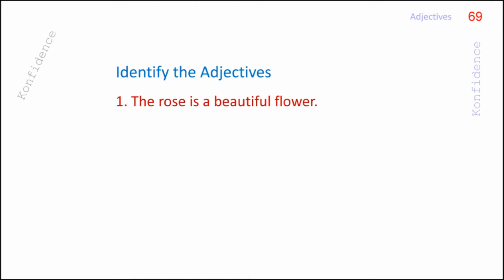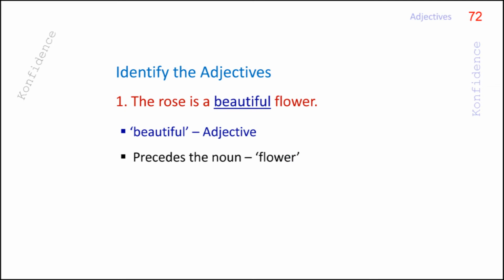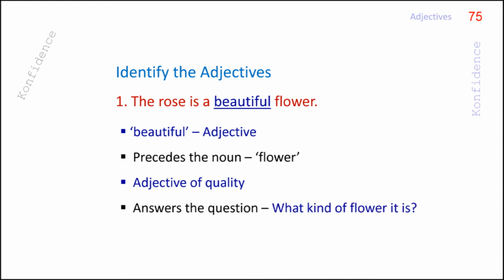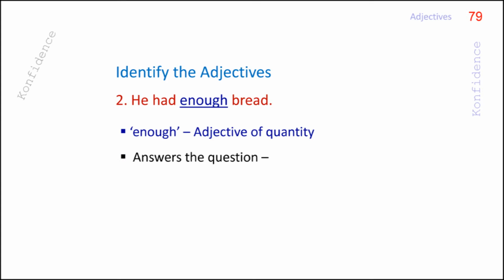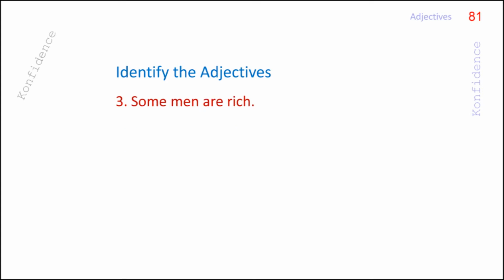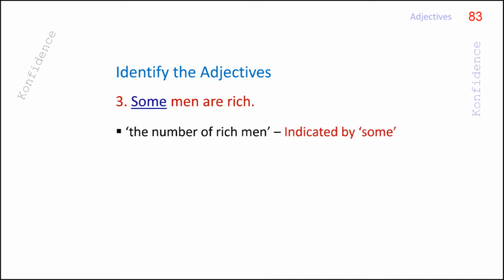In the first sentence, beautiful is the adjective because it precedes a noun, flower. Beautiful is an adjective of quality because it answers the question, what kind of flower it is. In the second sentence, enough is an adjective of quantity because it answers the question, how much bread had he. In the third sentence, the number of rich men is indicated by the word some. So it is an adjective of number.